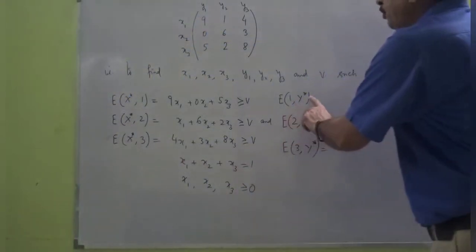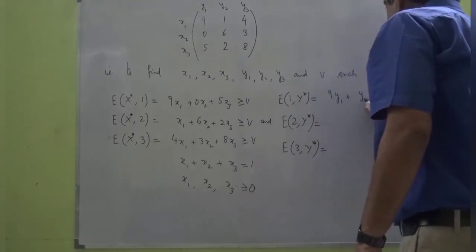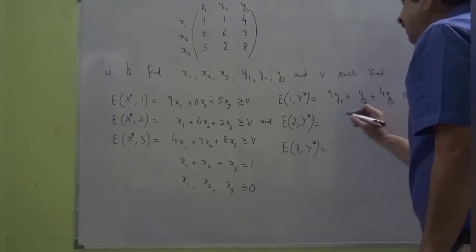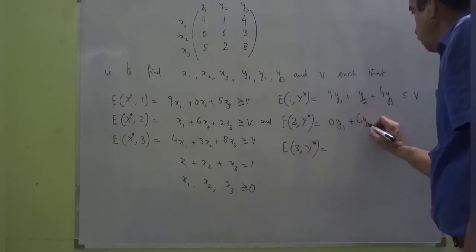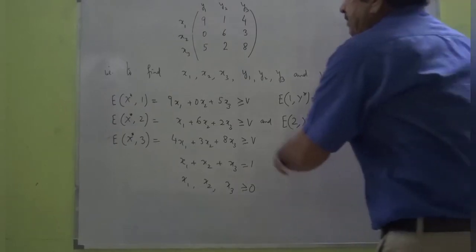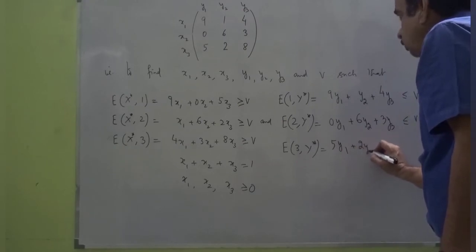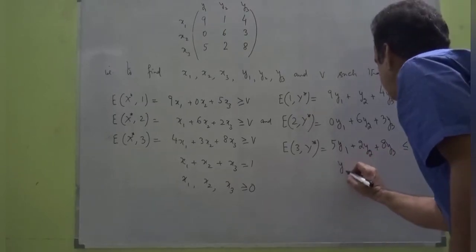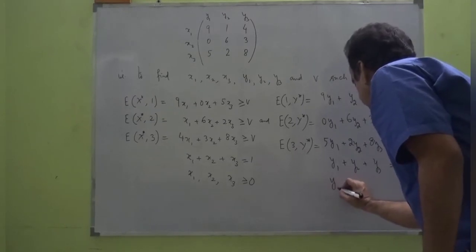Likewise, we have E(1, y star). It means 9y1 plus y2 plus 4y3. This should be less than or equal to V here. E(2, y star) is 0y1 plus 6y2 plus 3y3, which should be less than or equal to V, and E(3, y star) is finally 5y1 plus 2y2 plus 8y3. This should be less than or equal to V. Again, y star belongs to S3, so their sum should be equal to 1, and each one of these should be non-negative.